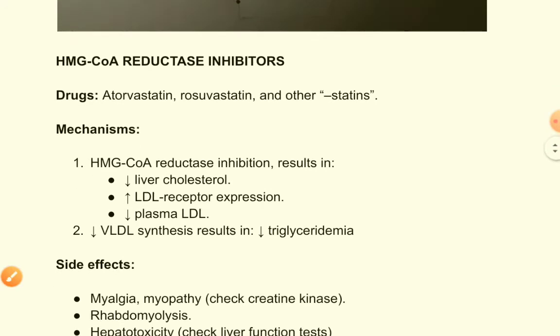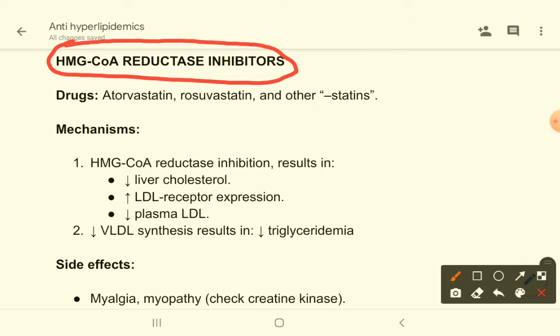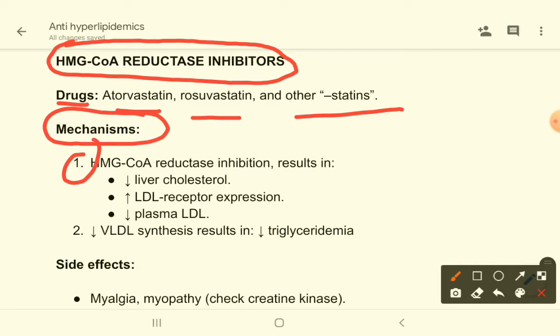Now let's get into the specific drugs. HMG-CoA reductase inhibitors. These are the most important anti-hyperlipidemic drugs. For example, atorvastatin, rosuvastatin and other statins. Their mechanism I have already discussed, that they inhibit the HMG-CoA reductase enzyme. So by inhibiting that, they decrease the liver cholesterol, they increase the LDL receptor expression.